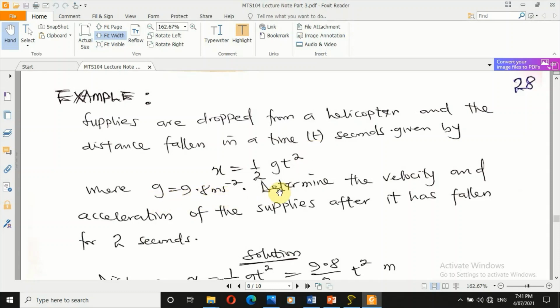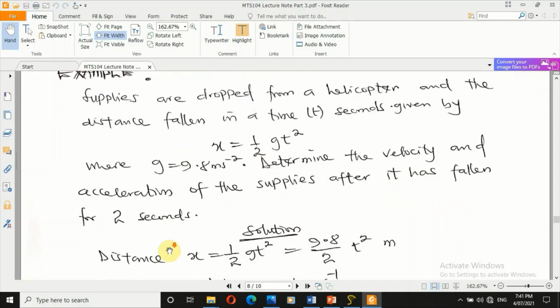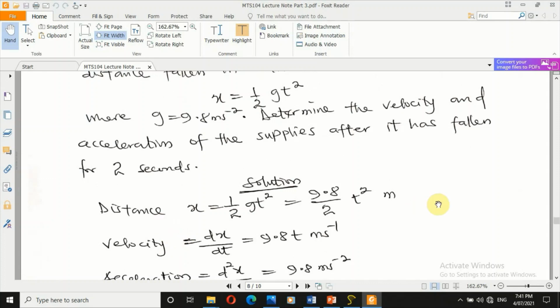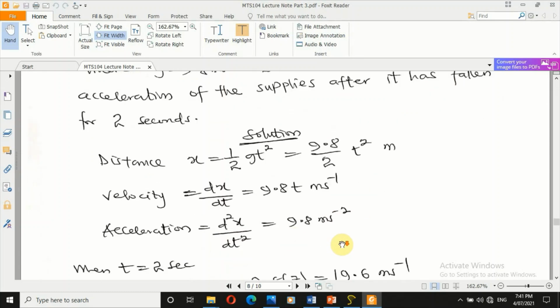Now, we are asked to determine the velocity, and we are also asked to find the acceleration of the supplies after it has fallen for 2 seconds. So displacement is this. What is the velocity? You differentiate. You have 9.8 over 2 multiplied by 2t minus 1, then we have this expression. Then acceleration, you differentiate. Again you can now see that the acceleration is 9.8 meters per second squared.